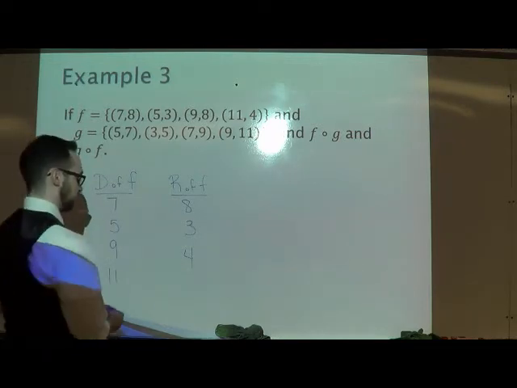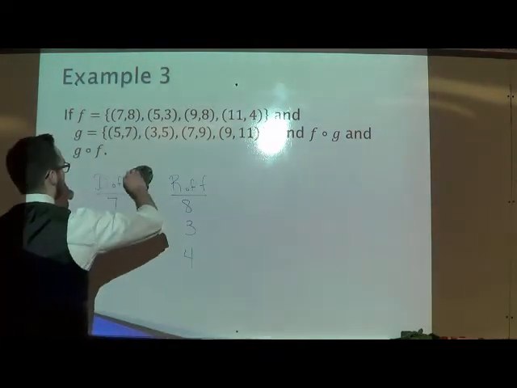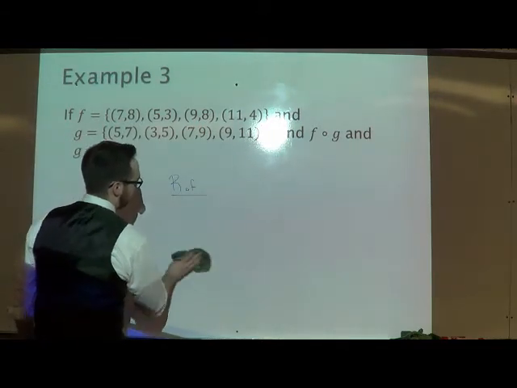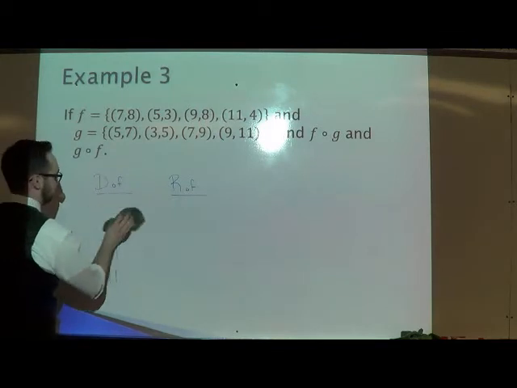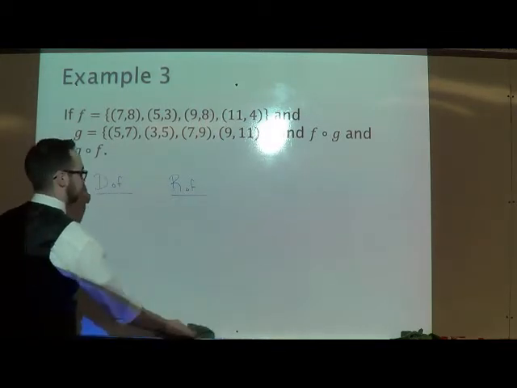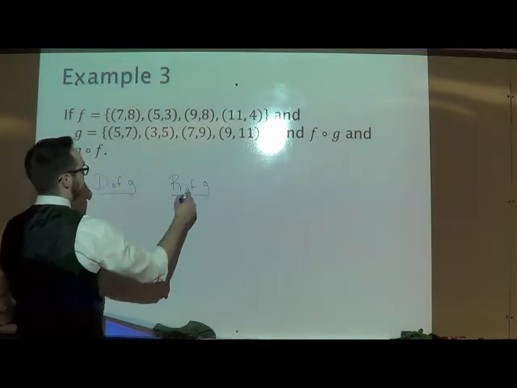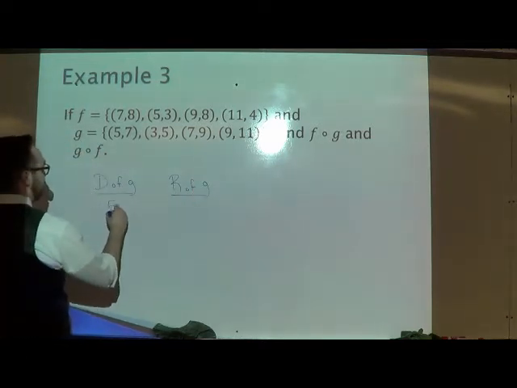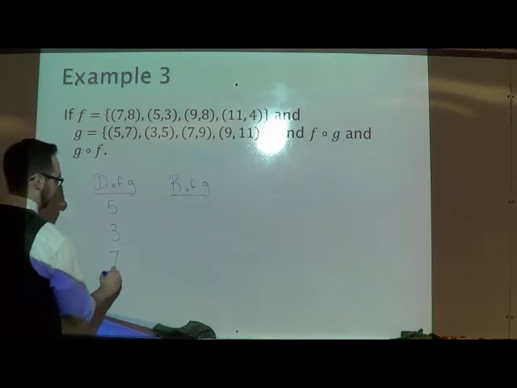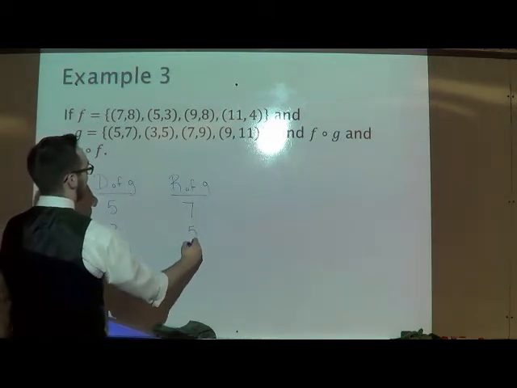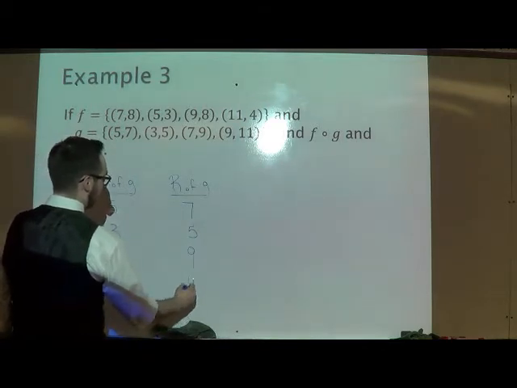Excuse me, I've done this backwards. You want to go domain of g first, because you're putting g inside of f. I had this backwards. My apologies, guys. So excuse me, go domain of g and range of g. So domain of g is 5, 3, 7, 9. The range of g is 7, 5, 9, 11.